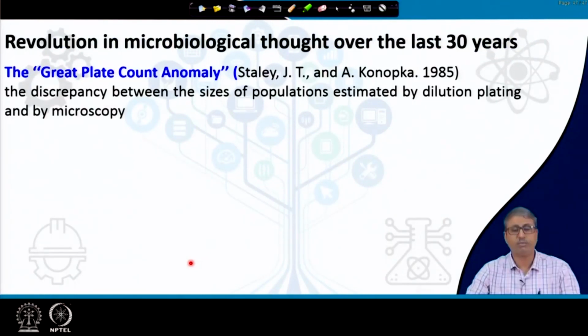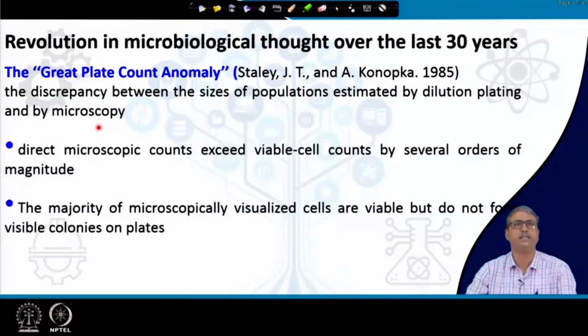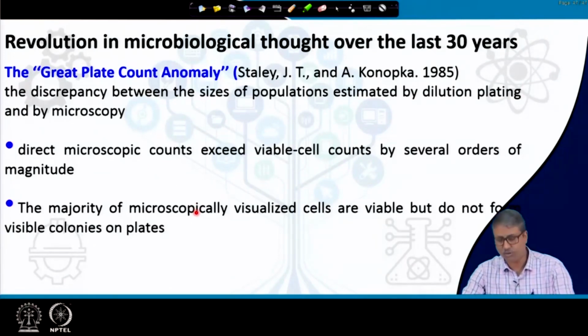Now, this revolution of microbiological thoughts over the past 30 years, if we see, one of the best examples is the great plate count anomaly, as I mentioned earlier, that is the discrepancy between the size of the populations estimated by dilution plating and the microscopy. So, on one hand, the samples are taken, diluted and seen under the microscope, and the direct microscopic counts are obtained. We observed that the direct microscopic counts exceed the viable cell counts by several orders of magnitude, and the majority of the microscopically visualized cells are viable because we have methods to identify whether those cells are viable. We find that they are actually viable, but they do not form visible colonies on the plate.